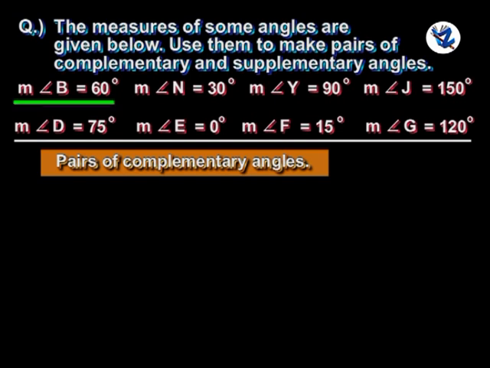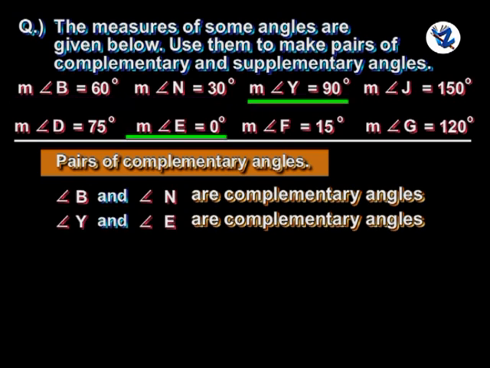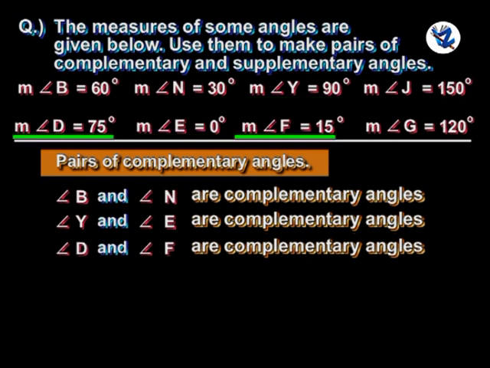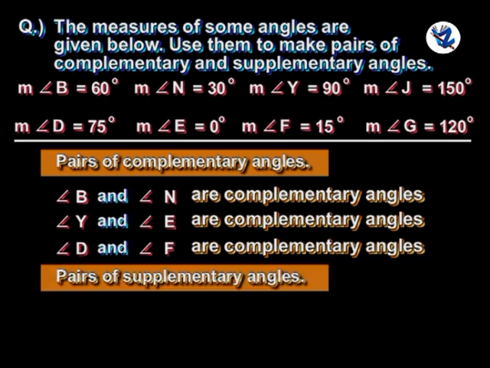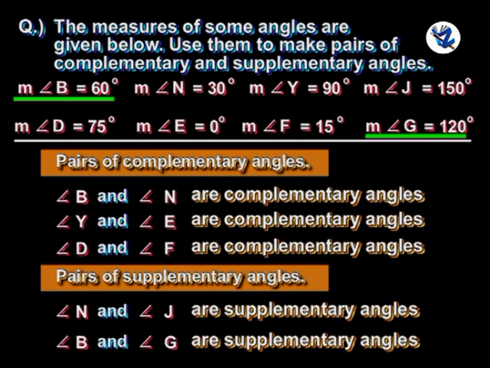So, measure angle B is 60 degrees and measure angle N is equal to 30 degrees. So, first pair is angle B and angle N. Then, another pair, angle Y and angle E. Next pair, angle D and angle F. Now, the pairs of supplementary angles. We'll find out the pair of angles whose sum of the measures is 180 degrees. Angle N and angle J are supplementary angles. Angle B and angle G are supplementary angles.